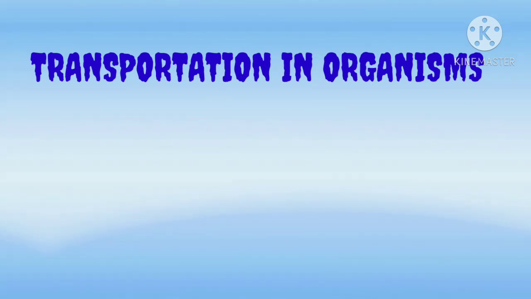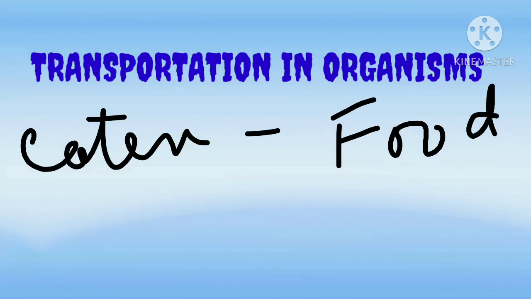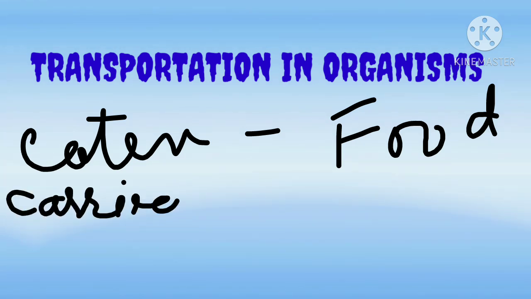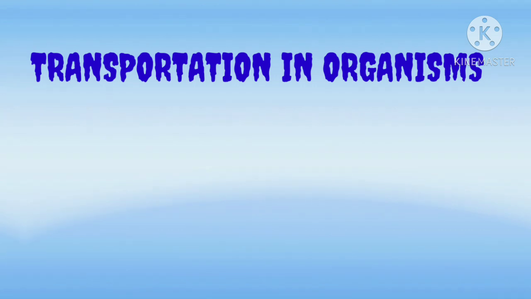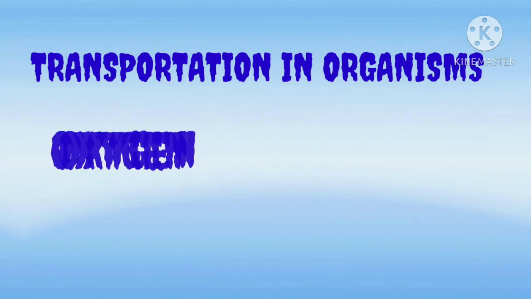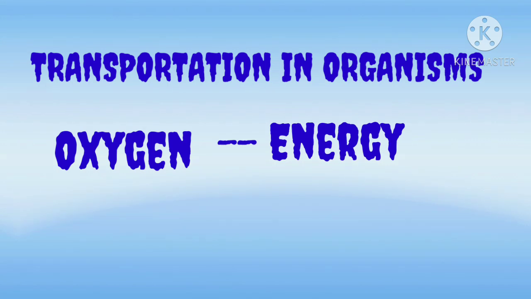Look students, suppose we have eaten some food and digestion has been done. What happens after that? This food must be carried to the other body parts for its utilization, right? Because if it is not done, then there is no use of that food and we do not get the energy, right? Similarly, oxygen is also very important because oxygen helps to break down the food to release energy. So that means oxygen and energy must be circulated in our body. And for that reason, we need a system that circulates throughout the body.